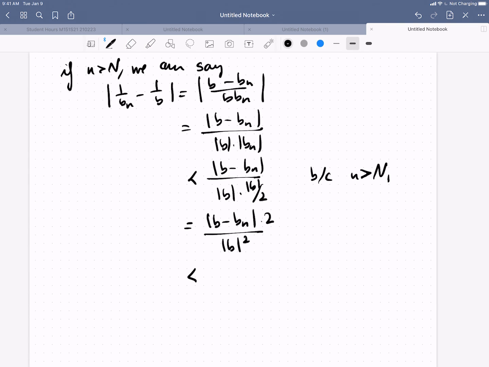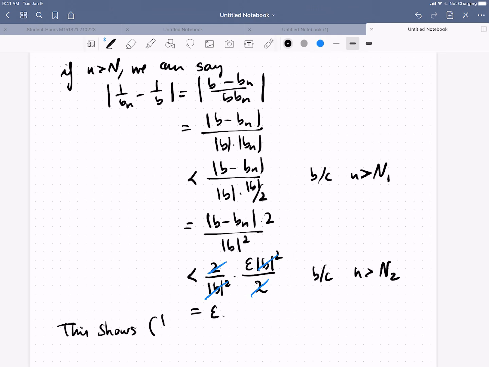And now this is less than, so what did we say? Epsilon times absolute B squared over 2, because n is bigger than n2. And here we see the 2's cancel, the absolute B squareds cancel, and we've got our epsilon. So this shows 1 over Bn converges to 1 over B as desired. And that's the proof. Ta-da! See you later.